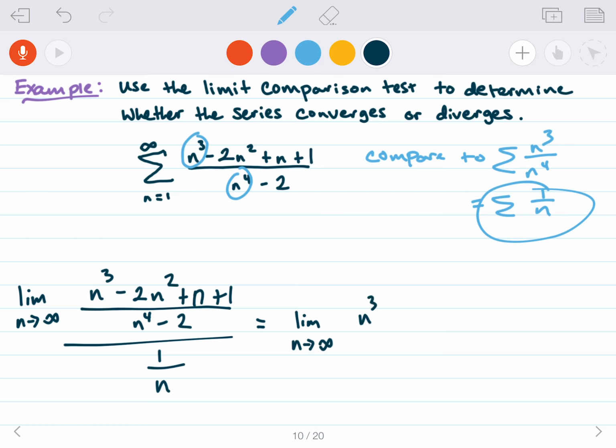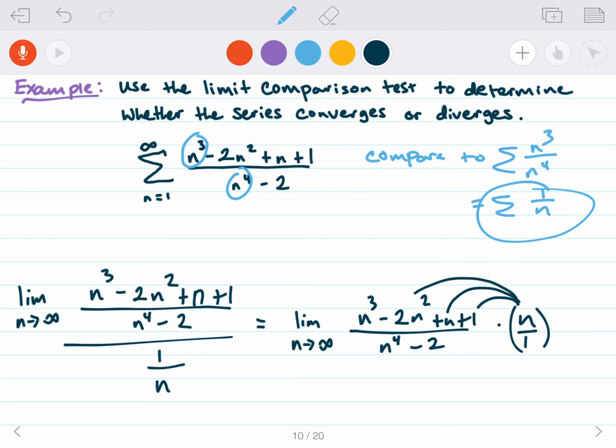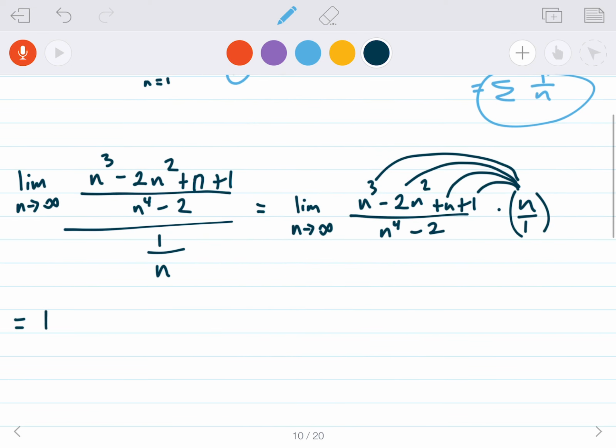So we have this complex fraction here. And so we're going to just multiply by the reciprocal, which is n over 1. So we have to distribute this n on top to each of these four terms here. Okay, so let's clean this up. So n times n to the 3 is n to the 4th minus 2 n to the 3 plus n squared plus n. And then we still have the same denominator.